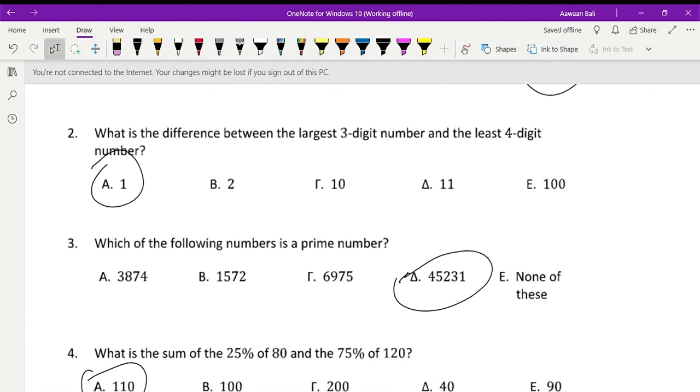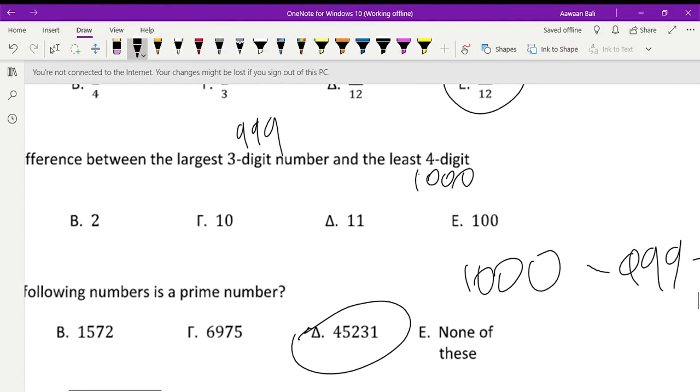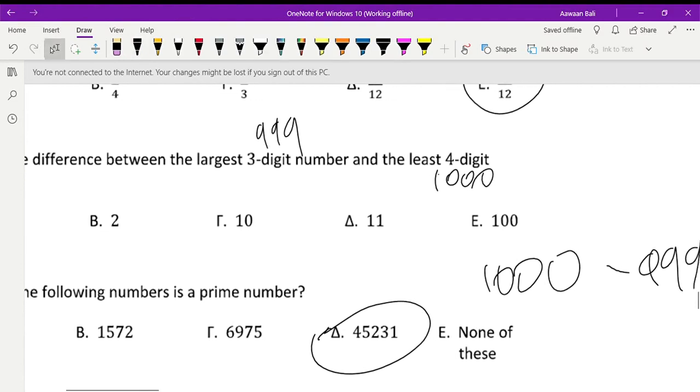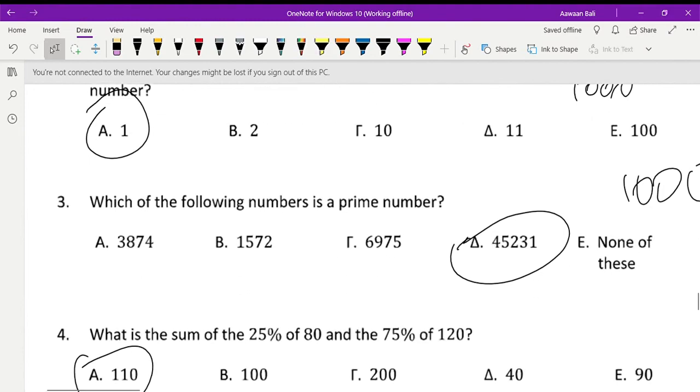Now question number 2. The difference between the largest 3-digit number, which is 999, and the least 4-digit number, 1000, is what? It's obviously 1, since the least 4-digit number is 1000 and the largest 3-digit number is 999, which means they only have a difference of 1, since after the largest 3-digit number comes the smallest 4-digit number. So therefore the answer is alpha, 1.